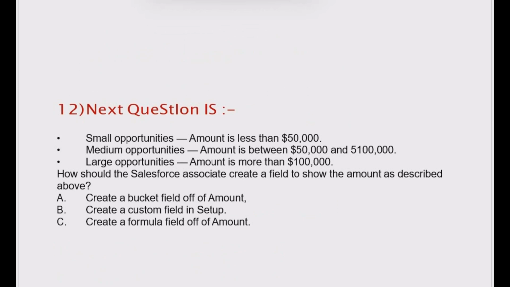Question is, small opportunities amount is less than $50,000. Medium opportunities amount is between $50,000 and $1 lakh. Large opportunities amount is more than $1 lakh. How should the Salesforce associate create a field to show the amount as described above? Option A. Create a bucket field of amount. Option B. Create a custom field in setup. Option C. Create a formula field of amount.